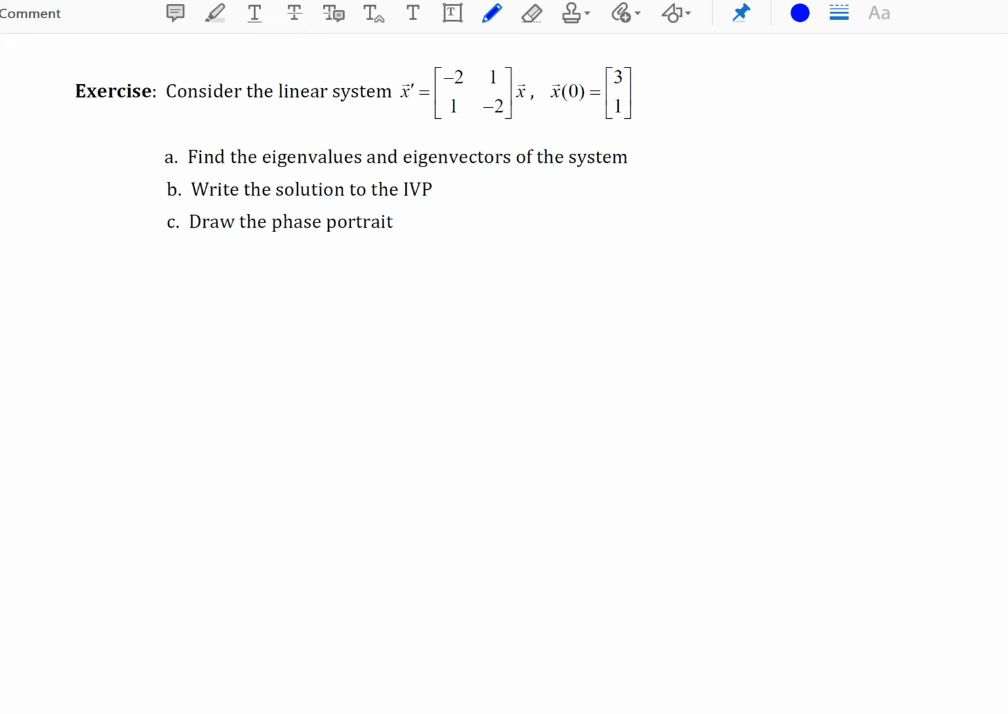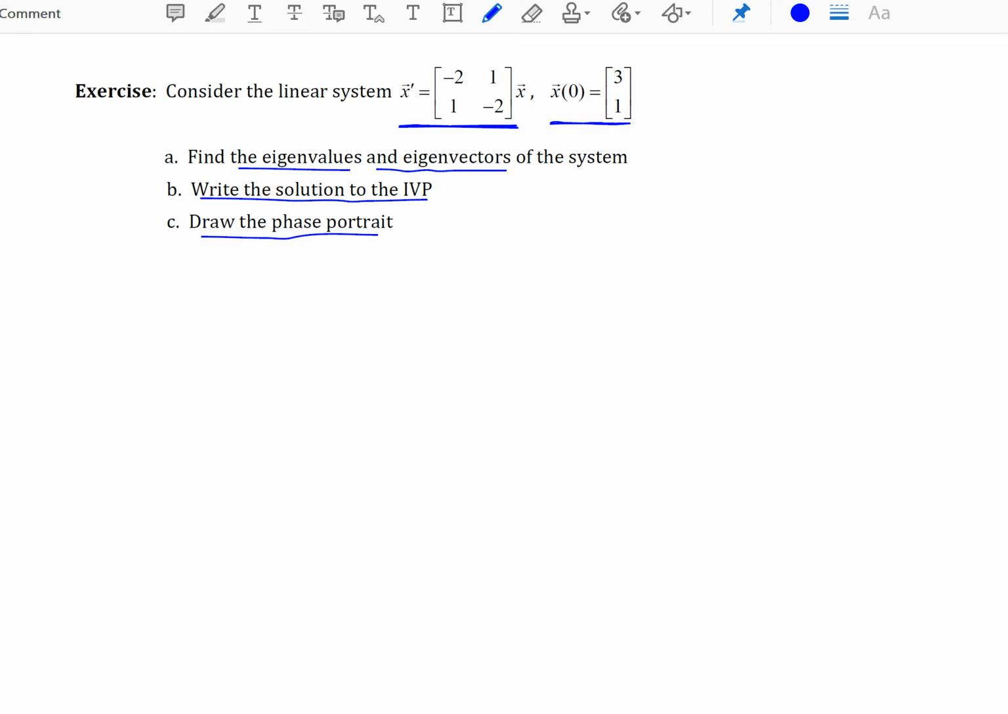Consider the linear system given by this matrix equation. And actually, I'm giving you an initial value problem again. What I'd like you to do is find the eigenvalues and eigenvectors of this system, find the solution to the IVP, and draw the phase portrait.